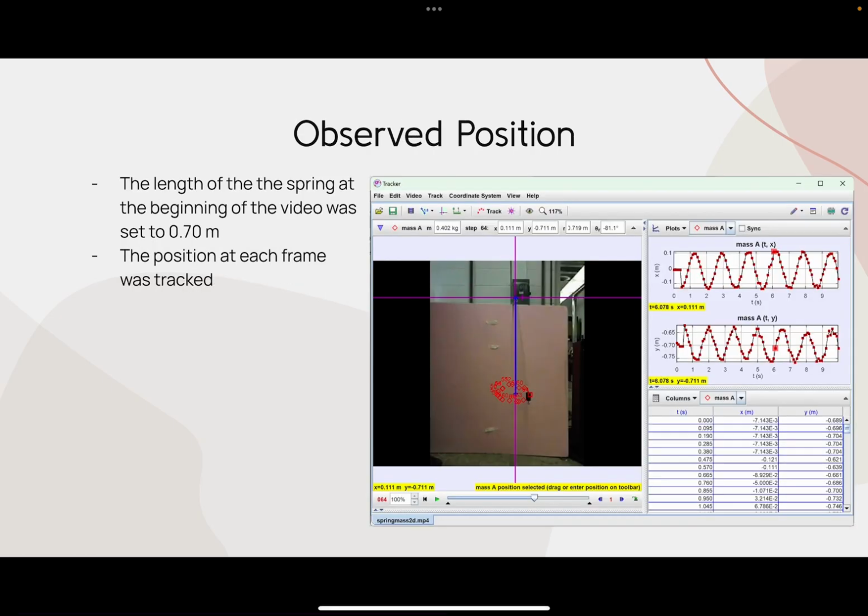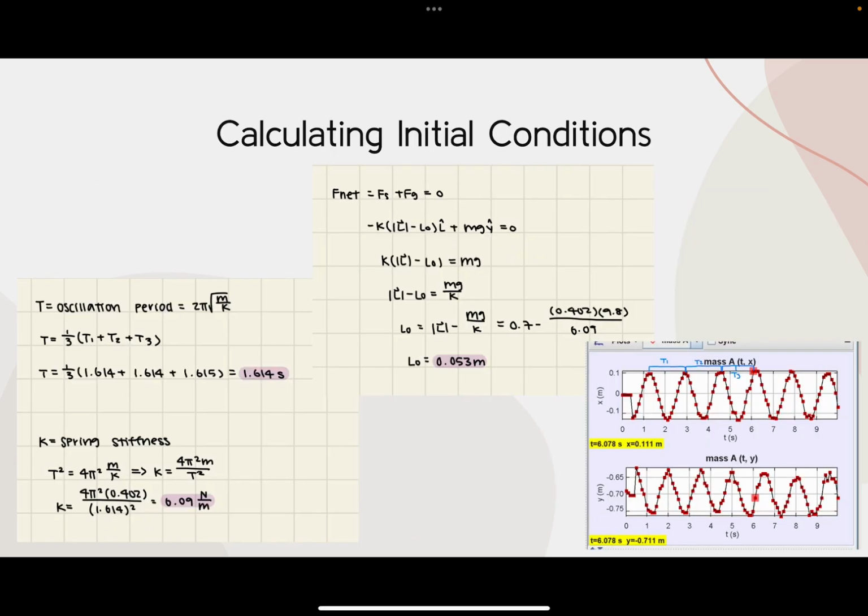So this is the observed position. The length of the spring at the beginning of the video was set to 0.7, and the position at each frame was tracked, and it generated a position versus time graph to the right. And then this is how we calculated the initial conditions from before.